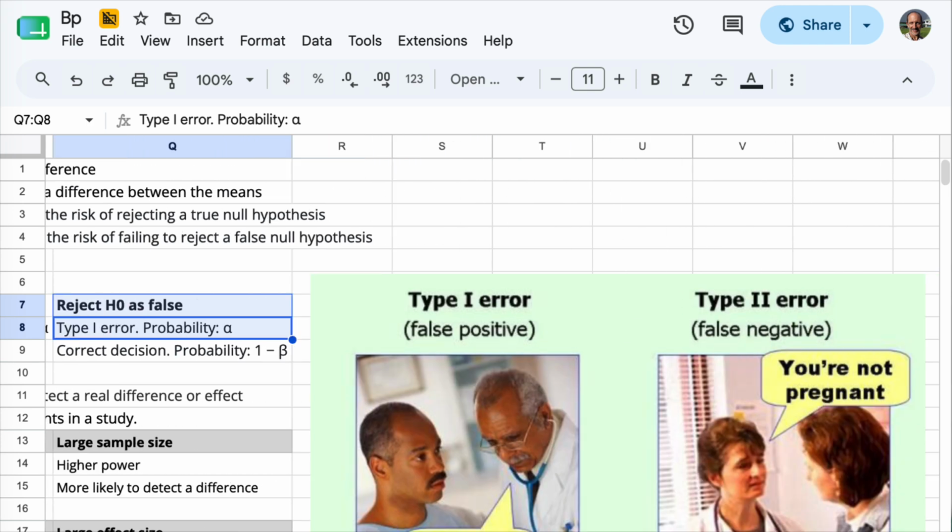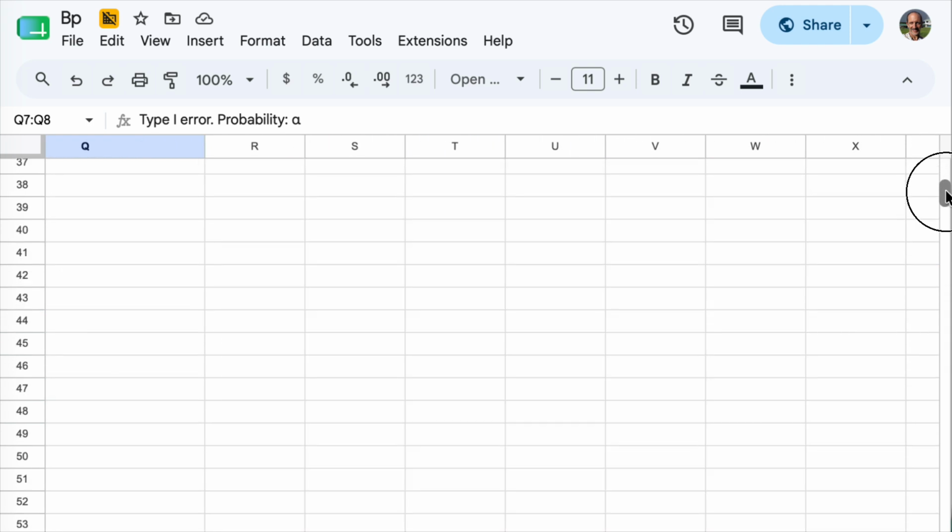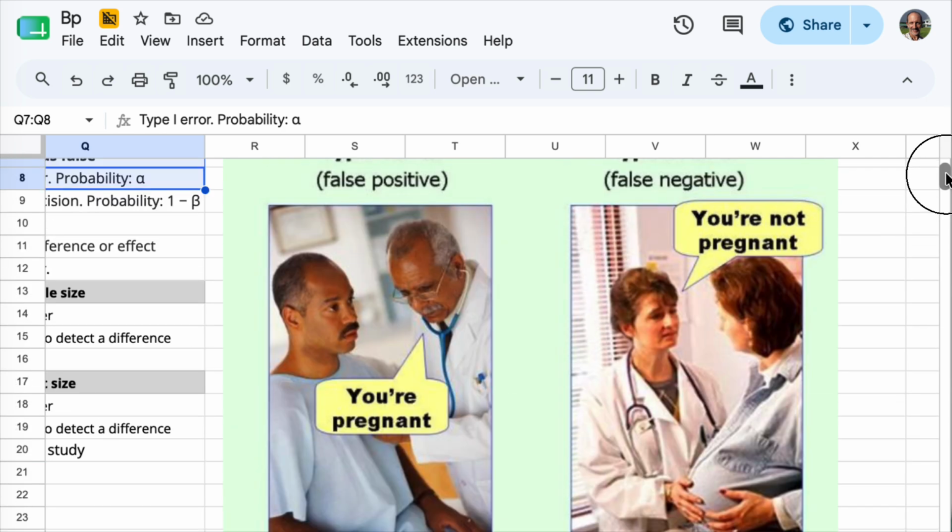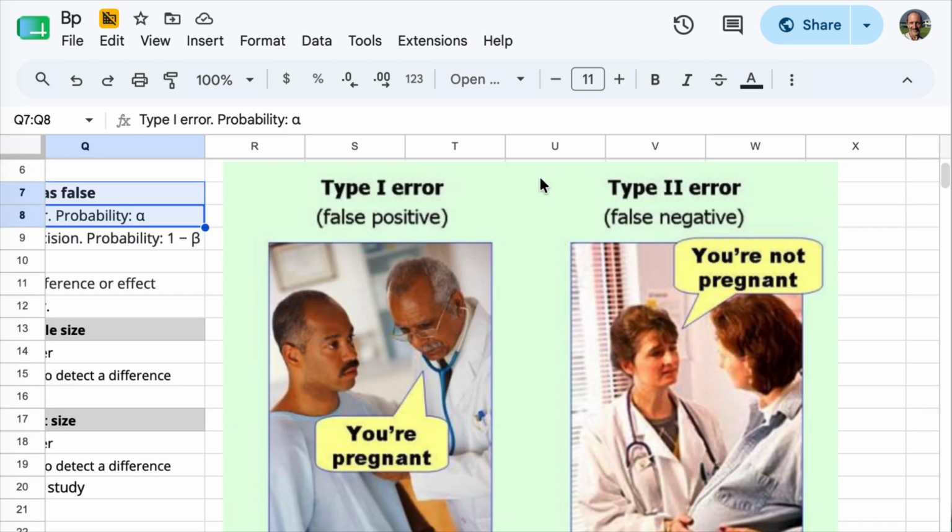Well, let me pull up a drawing here. A false positive is called a type 1 error, in a case like this, where the doctor tells us, man, you're pregnant. That's a false positive. If a pregnancy test comes up positive for this fellow here, that's a definite false positive. That's a type 1 error. Our risk of a type 1 error is referred to as alpha.